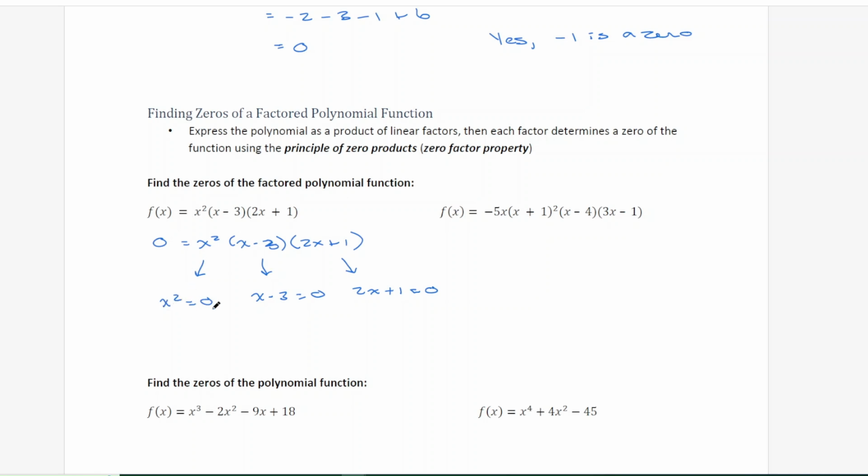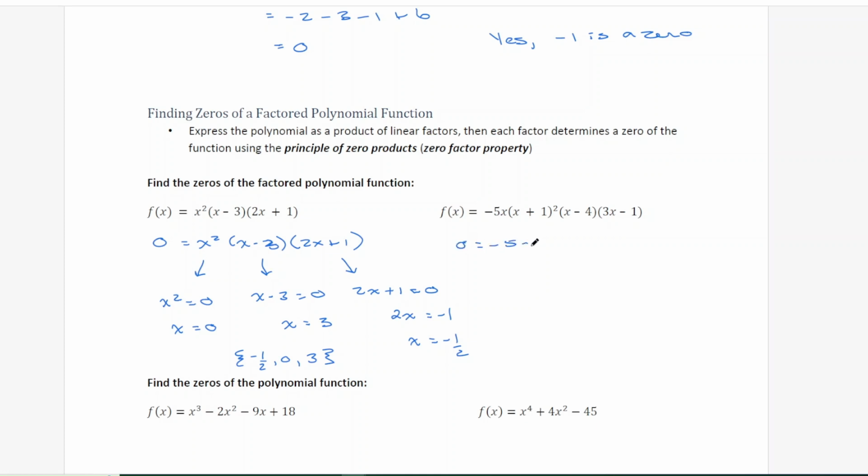So for this one, x squared equals 0. Well, if I take the square root of 0, it's still 0. This one I'm going to add 3 and get x equals 3. And for this one, I'm going to subtract 1 and then divide by 2. So this polynomial function would have 3 distinct zeros, one at -0.5, one at 0, and one at 3. All right, pause the video. See if you can figure out the zeros of this polynomial function.